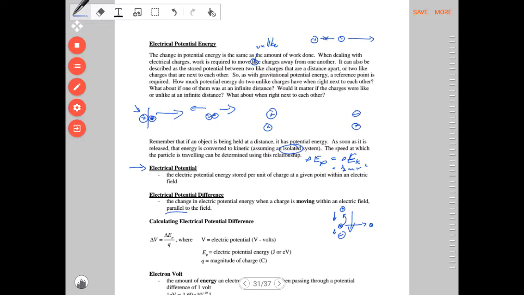It's like moving a pen sideways with gravity. If you have the ground here and an object 1.00 meters above it, and you move it this way so that it's still 1.00 meters above the ground, you're not changing its gravitational potential energy. Same thing with electric fields.